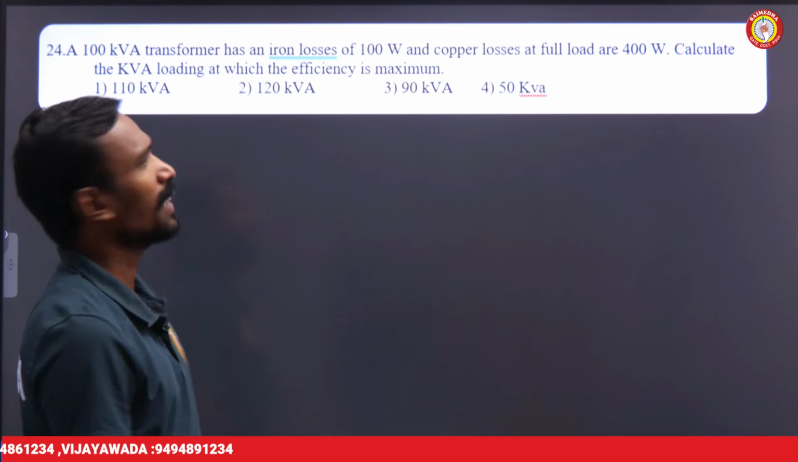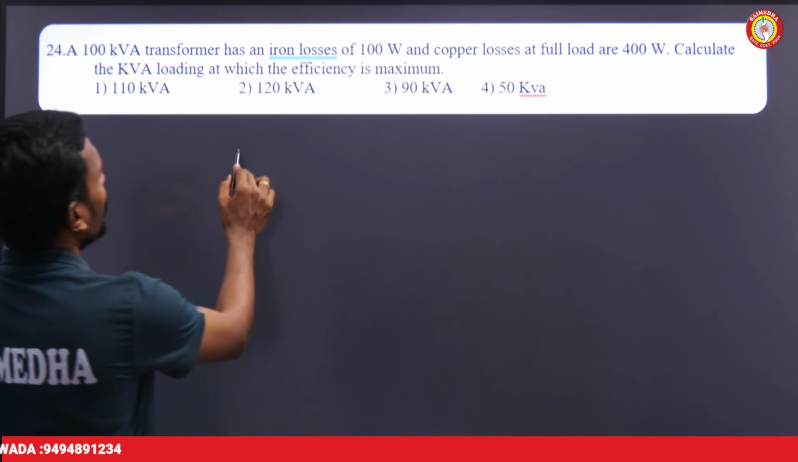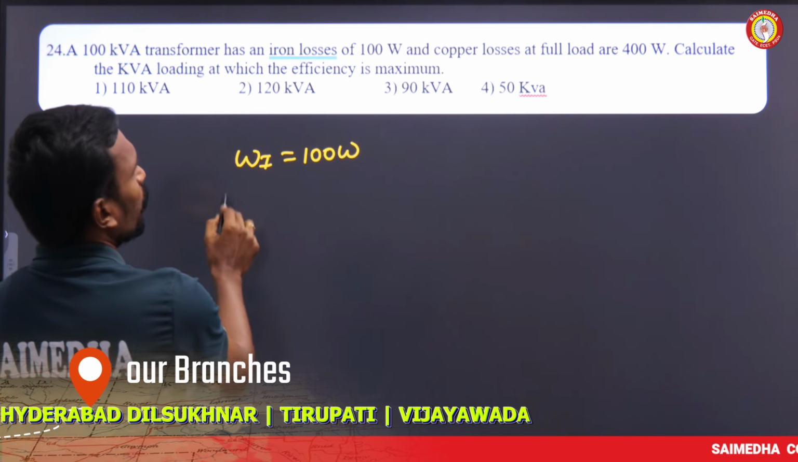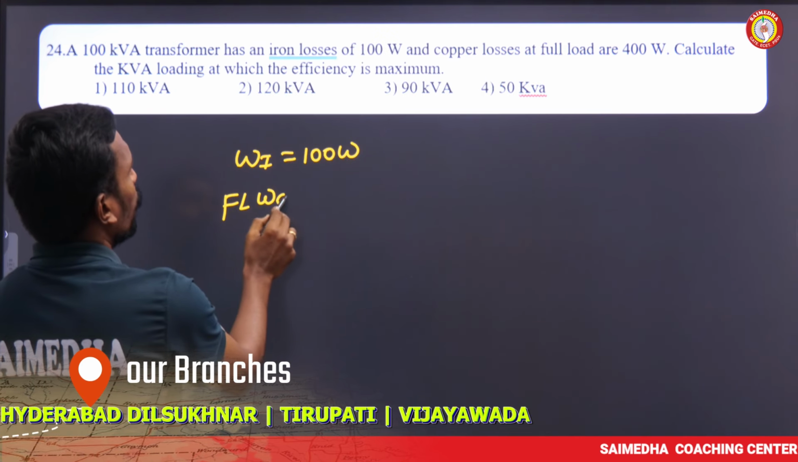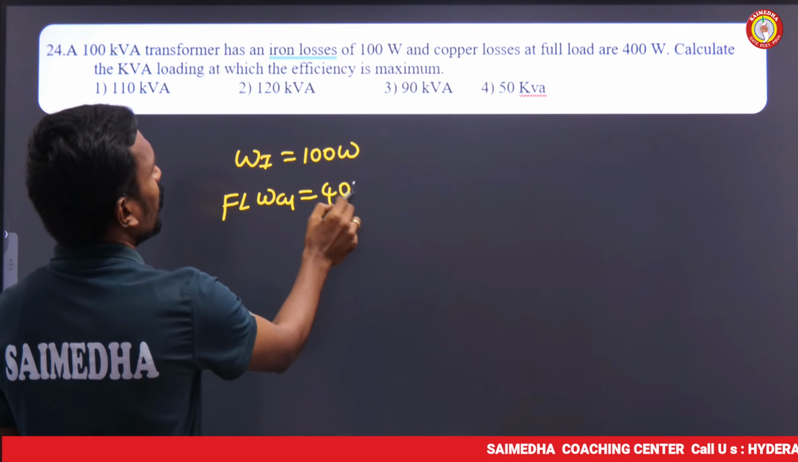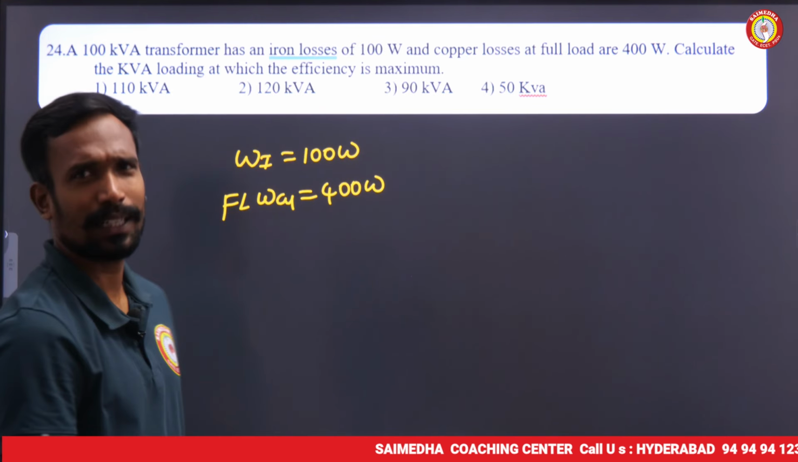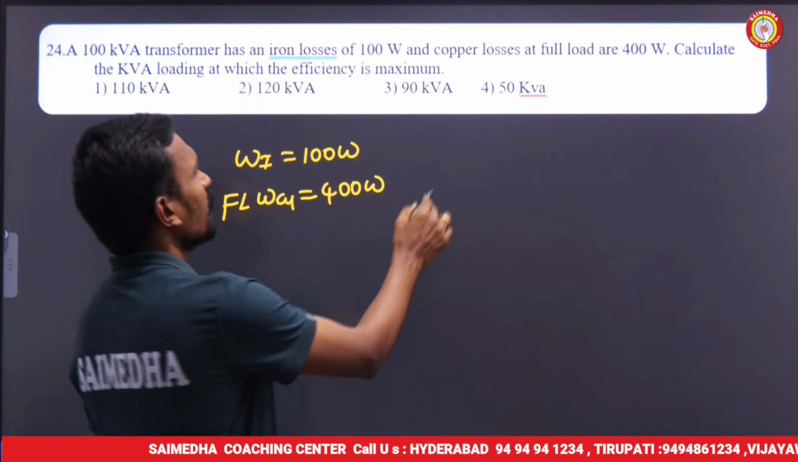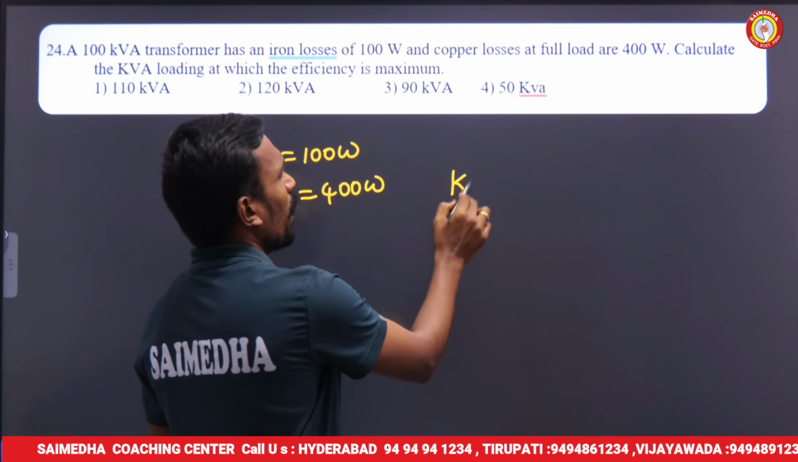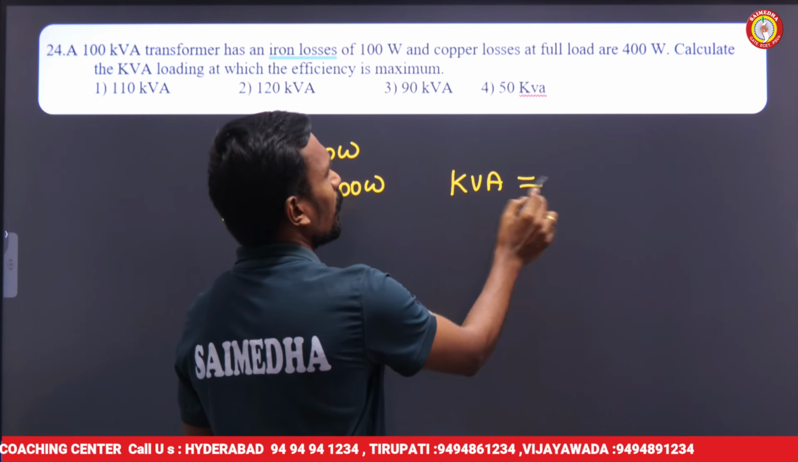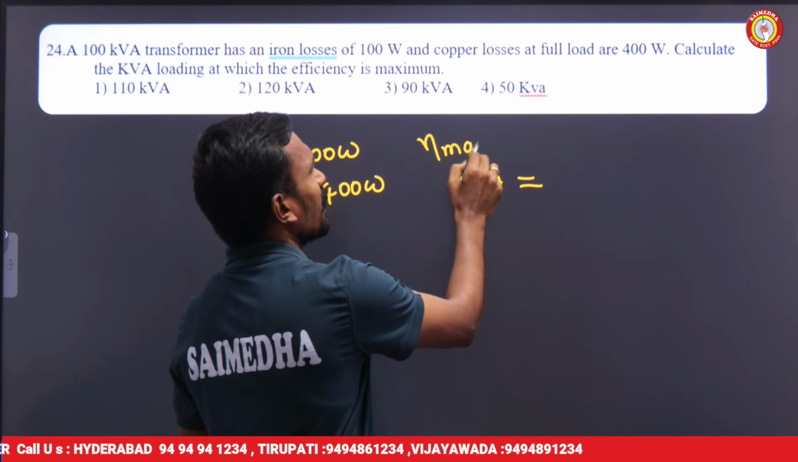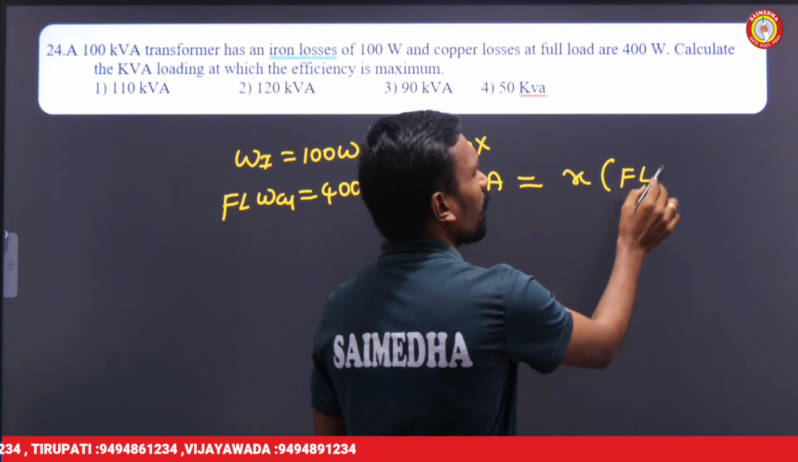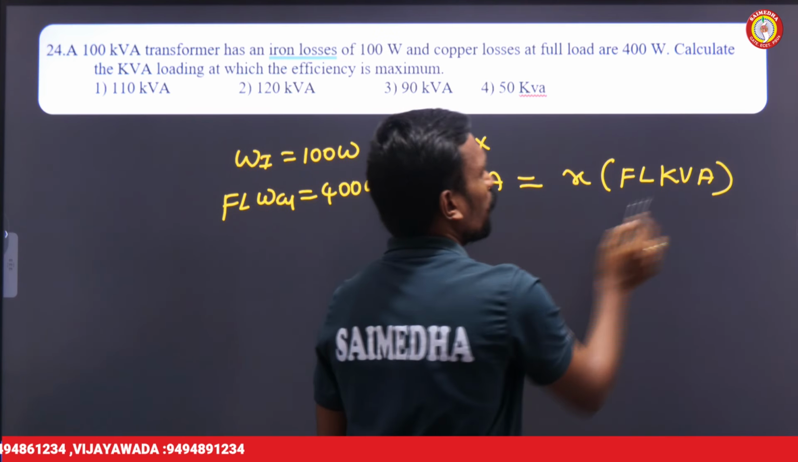a 100 kVA transformer has iron losses of 100 watts and full load copper losses of 400 watts. Calculate the kVA at which the efficiency is maximum. Where can we get the maximum efficiency? At maximum efficiency, kVA is equal to, what is the formula? X into full load kVA.